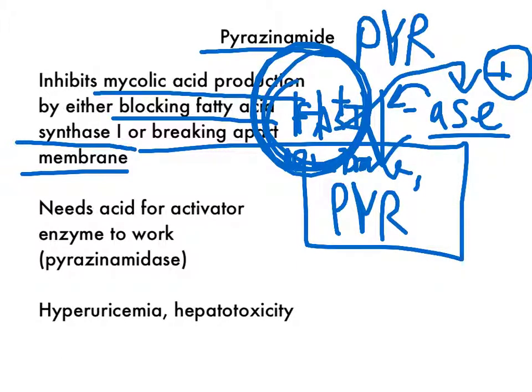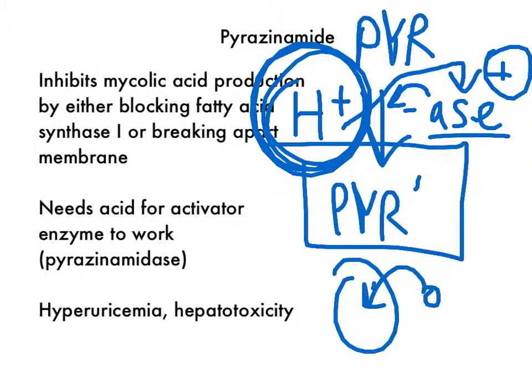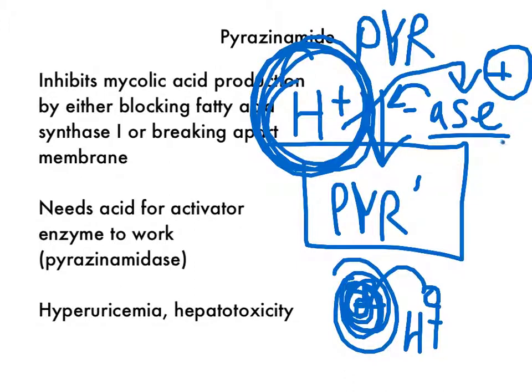This is important because it's effective for the intracellular mycobacterium. So if you have your macrophage and your TB, and it's being engulfed by this macrophage, when it tries respiratory burst on that, that's going to be an acidic environment. So pyrazinamide works only in acidic places because it activates that enzyme, which activates pyrazinamide into its active ingredient, pyrazinoic acid.